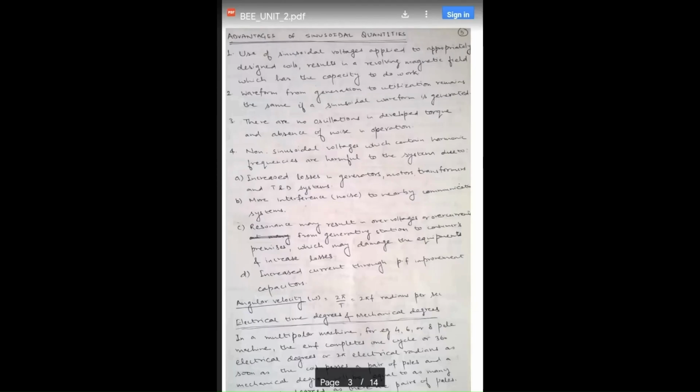Today we will first begin with the advantages of sinusoidal quantities, that is, why they are more appropriate. The use of sinusoidal voltages applied to appropriately designed coils results in a revolving magnetic field, which has the capacity to do work. So when the sinusoidal voltage is applied, a revolving magnetic field is developed.